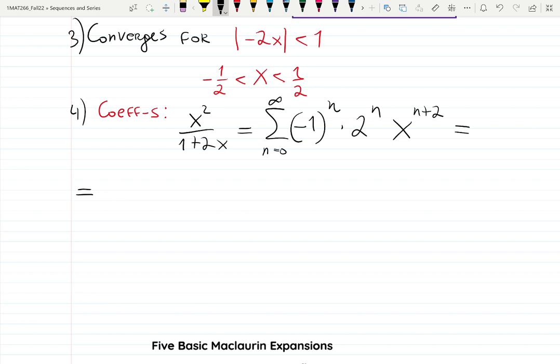Let's find them. What happens when n is 0? I plug in n equals 0. It will be minus 1 to the 0, that is 1. 2 to the 0, that is 1. x to the 0 plus 2 is not 1. So it's going to be x to the 0 plus 2, x squared. Make sense?